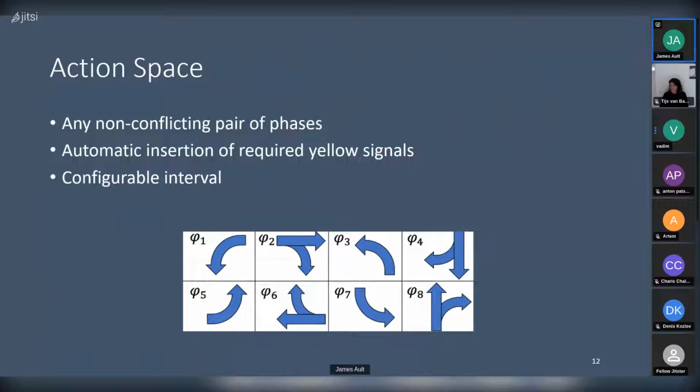Oh, but still, in this setup the agent can select the same phase as it had before, right? Yes, then it'll just get another 10-second duration with no yellow. So that actually does allow you to configure the length of the interval in a way. Yeah, in a way, you're right. Okay, thanks.